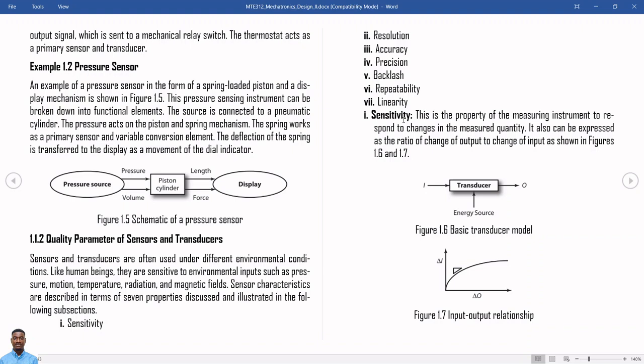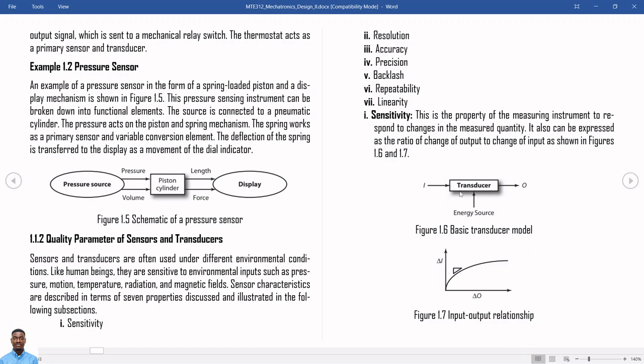So the more sensitive a sensor is, the quicker it can sense changes in the measured quantity. That is about sensitivity. Now you want to have a sensor that is very sensitive, so that any little change in your measurand, the sensor can pick it up. And your sensitivity also is expressed as a ratio of change in output to change in input, which is what you have in figures 1.6 and 1.7 here.